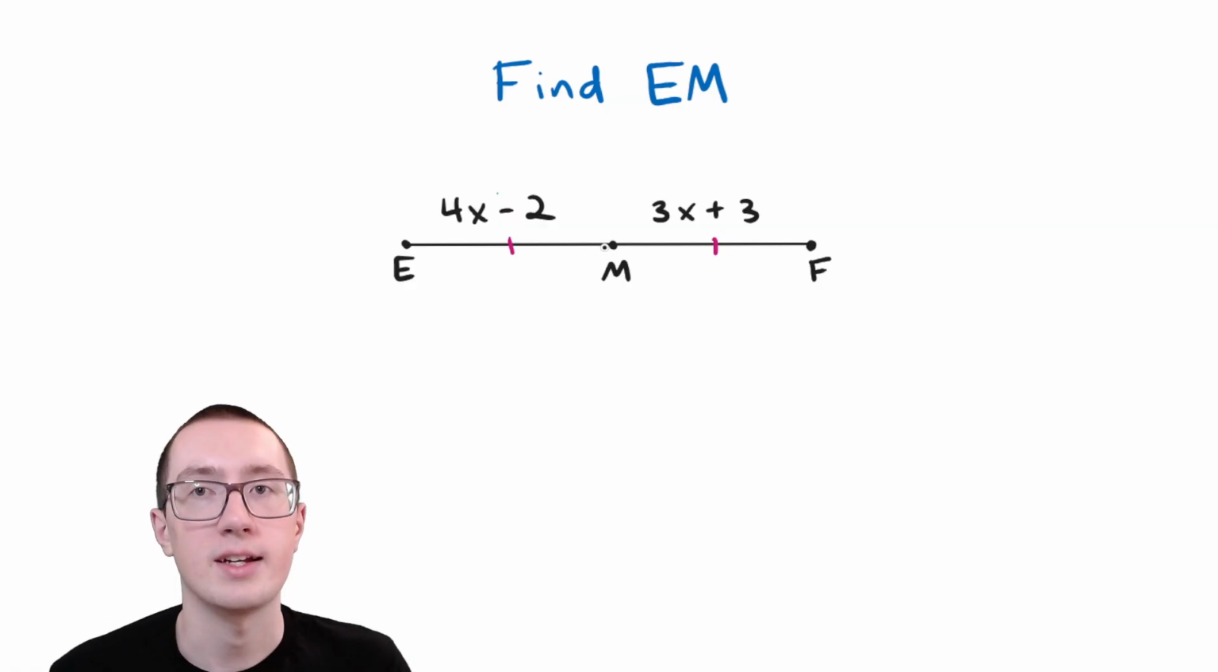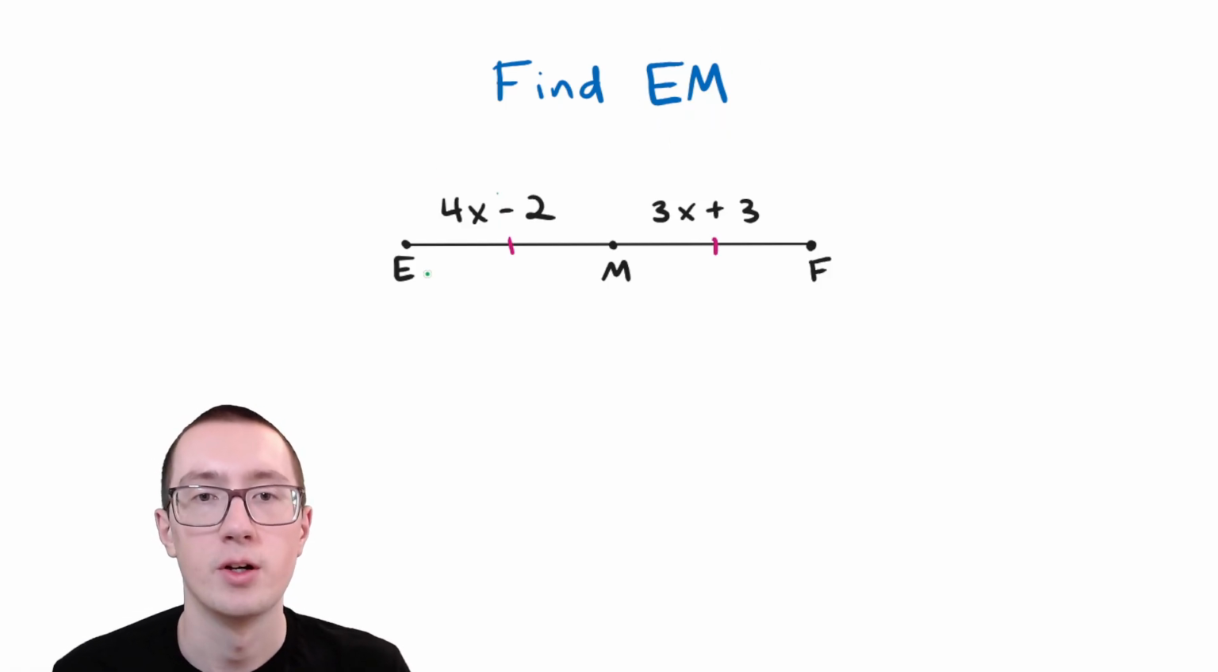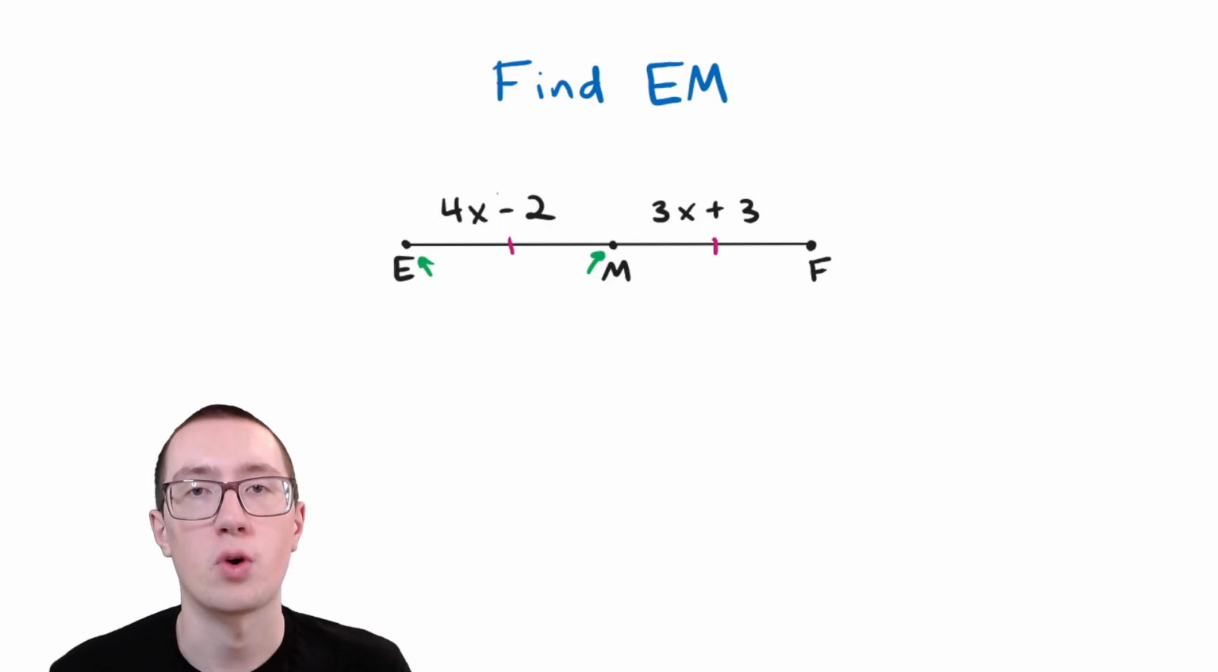It's just a dot. And again, just like the last problem, it could just say in the problem that M is the midpoint. Or you can show it's the midpoint by putting these little tick marks on the left and right. So the problem is asking us to find EM, which means the distance between E and M. So the distance from here to here. And the problem tells us that it's 4x minus 2. But we don't know what x is equal to.